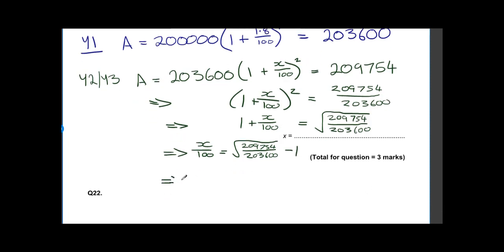That implies x equals, multiply both sides by 100, which means you multiply every term by 100. So x equals 100 times the square root of 209,754 over 203,600. It's just basic algebra.